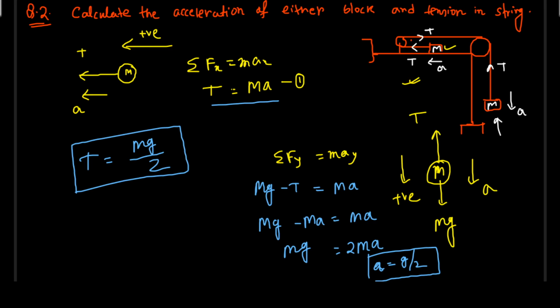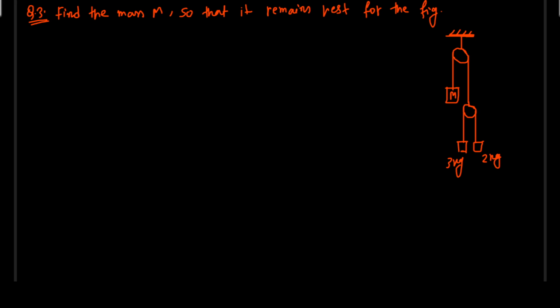So now let me move to the next question. This is our next question. Here we have to find the mass capital M so that it remains at rest for the figure. Okay, so how can it be at rest? If the net force on this block, capital M, is 0, then it will be at rest.